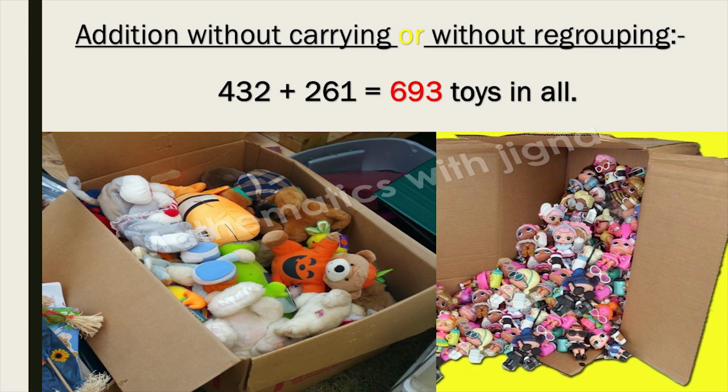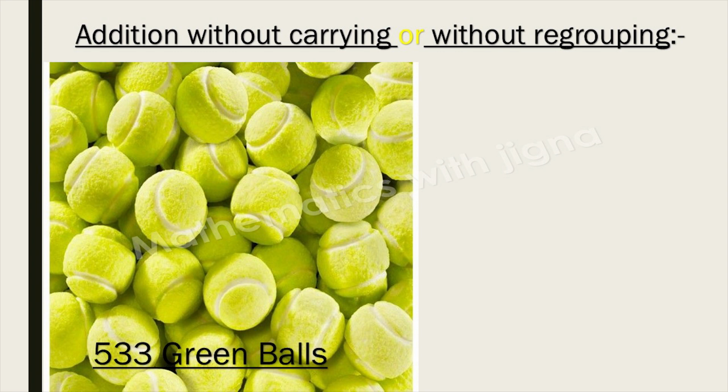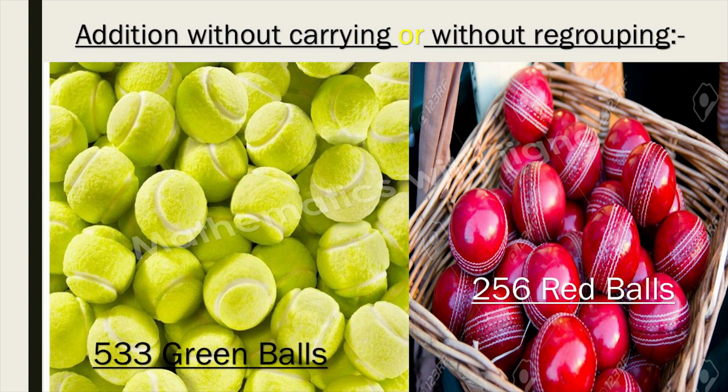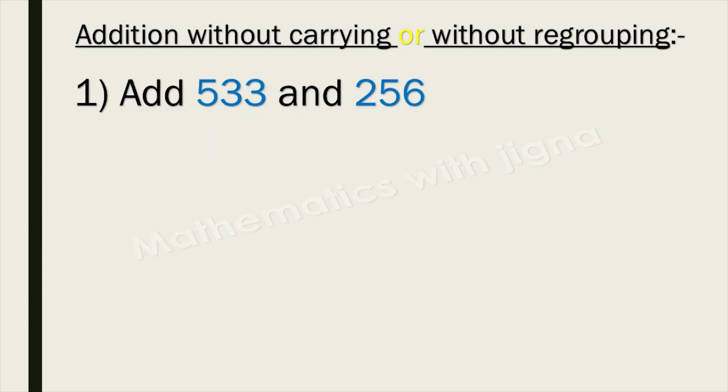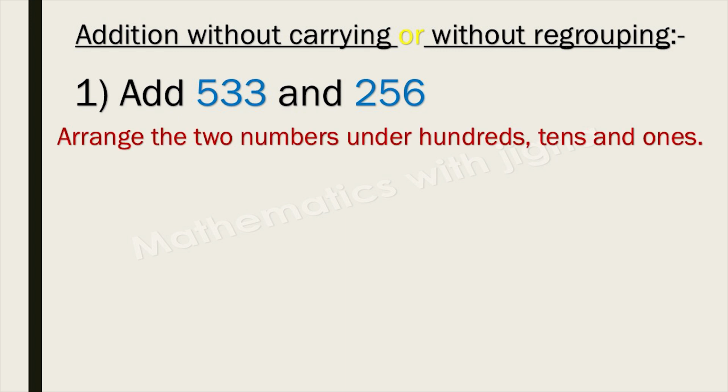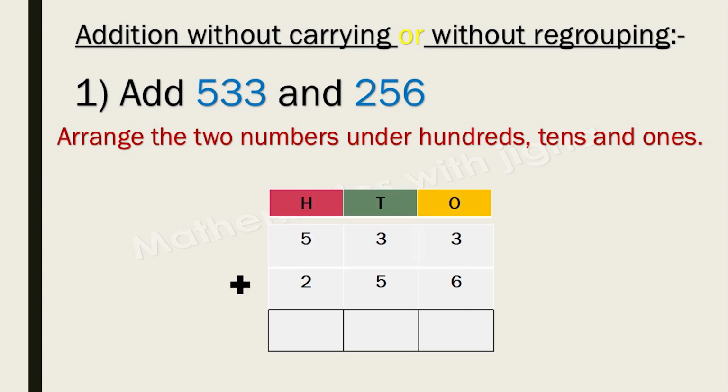Now look at the other boxes. There are 533 green balls and 256 red balls. Let's see how many balls are there all together. We have to arrange the two numbers under hundreds, tens and ones column. First add the ones digits 3 and 6. We get 9. So write 9 in ones place.